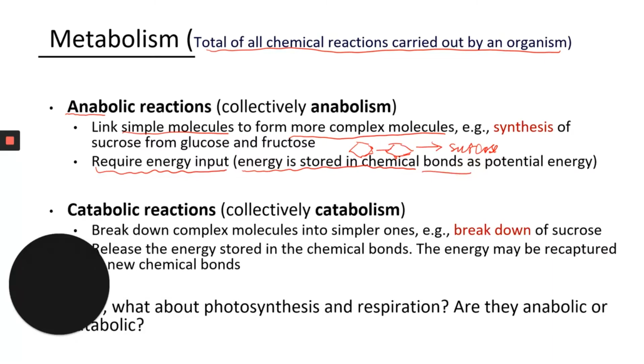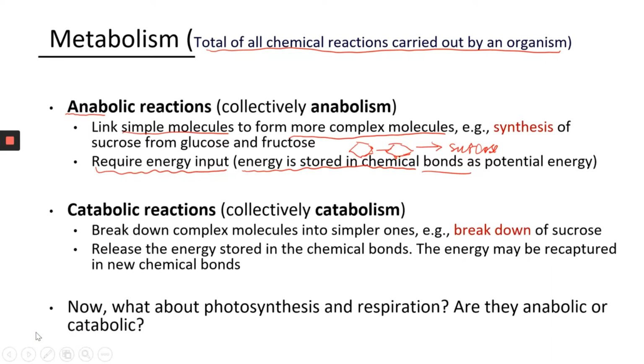Okay, the second type of reactions is called catabolic. So catabolic reactions are pretty much the opposite of anabolic reactions, where more complex molecules are broken down to simpler ones. So now you're taking things apart. So again, the example would be when you break down sucrose into glucose and fructose.